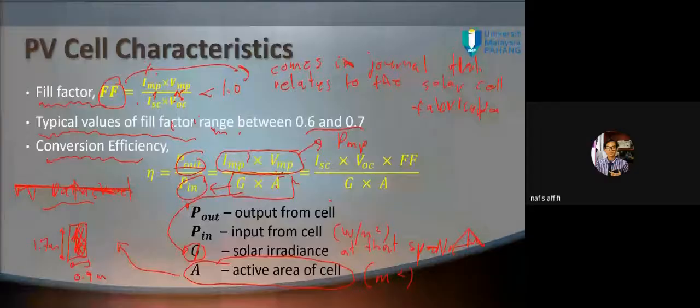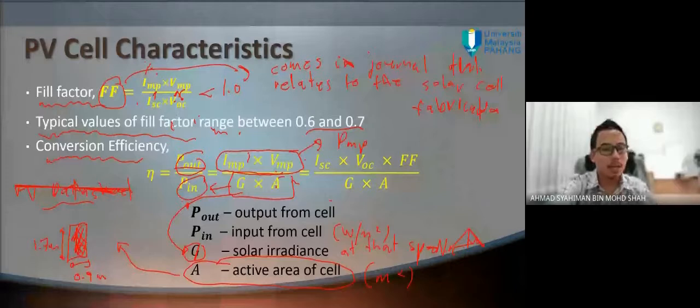Boleh dengar saya ke? Aku cakap seorang. Boleh dengar saya ke? Boleh Doktor, boleh. Boleh clear. Clear.